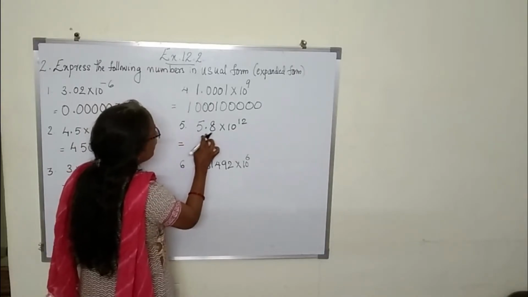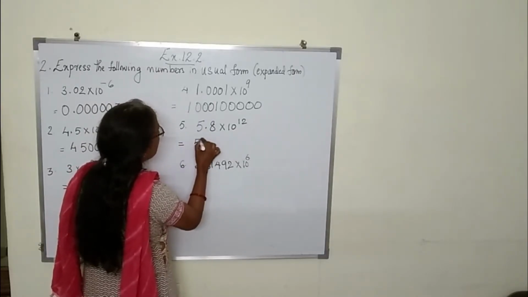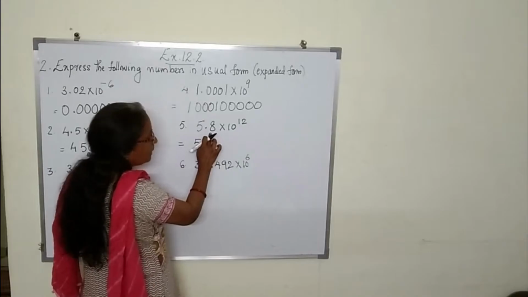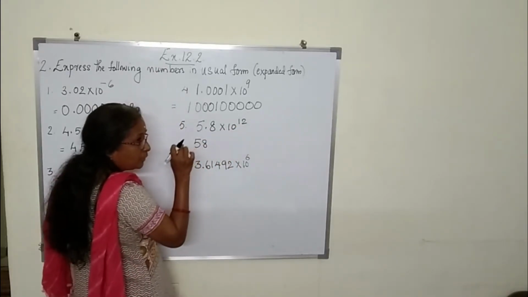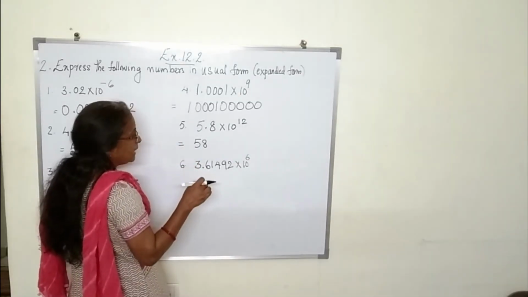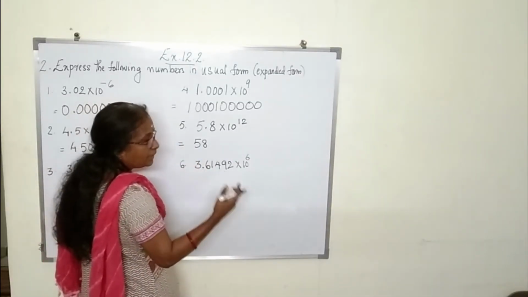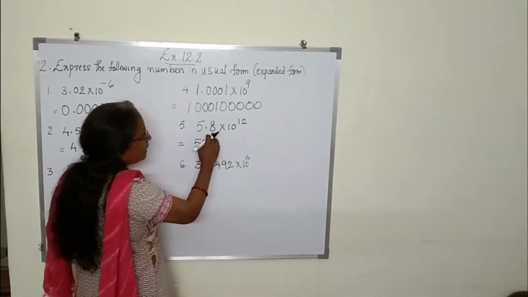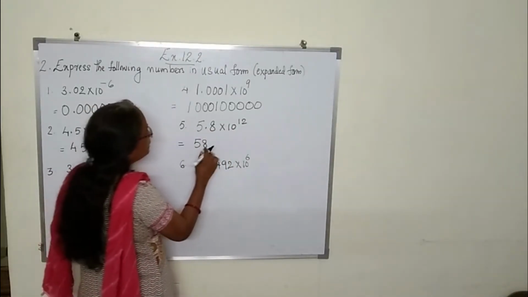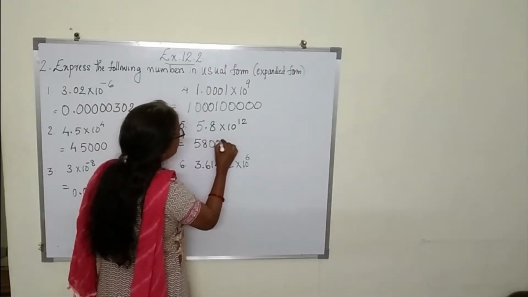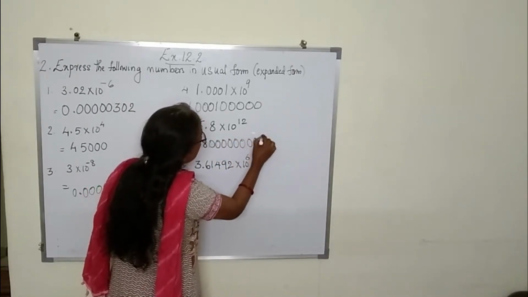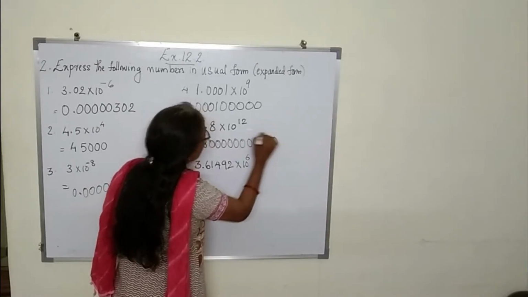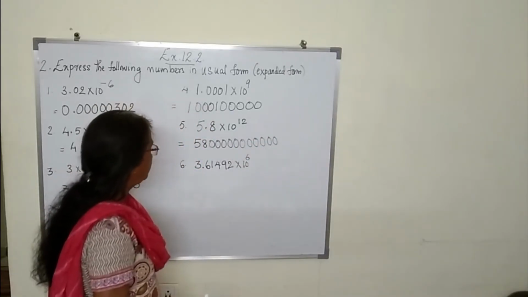Similarly here 5.8. So 58 we will write. 1 decimal place is already covered. 10 raised to 12 means we have to cover 12 digits. So from that 1 digit is already covered here. So 1, 2, 3, 4, 5, 6, 7, 8, 9, 10, 11 zeros to put.